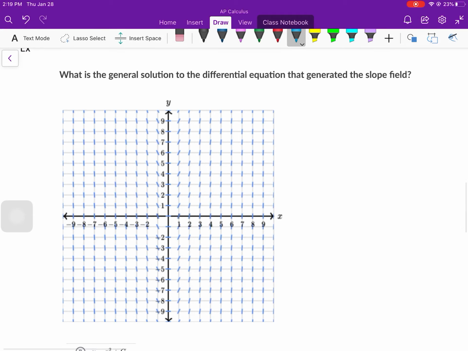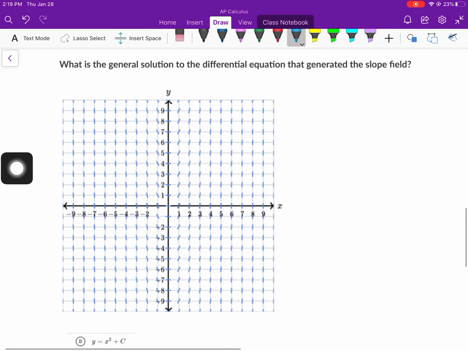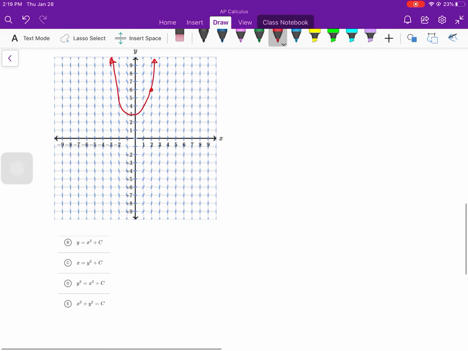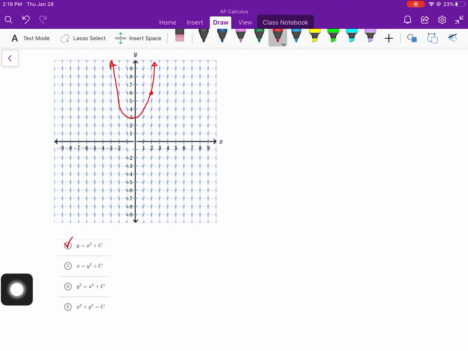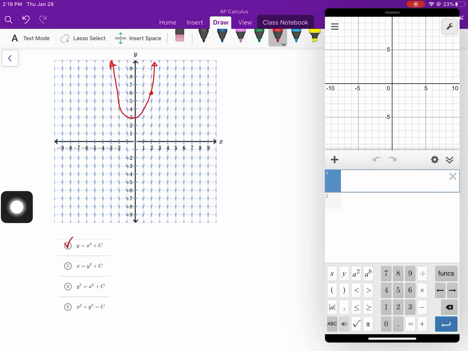What is the general solution to this differential equation? If we look at these functions, which one looks like the solution? If I were to just place a random point here, and then follow along, you'll notice our solution looks like a parabola, doesn't it? The parabola has the shape of y equals x squared. You could always graph each of these in Desmos and see which one looks like that. Then x equals y squared.